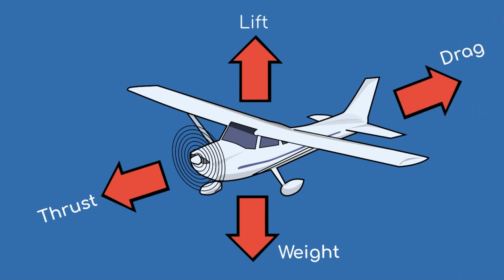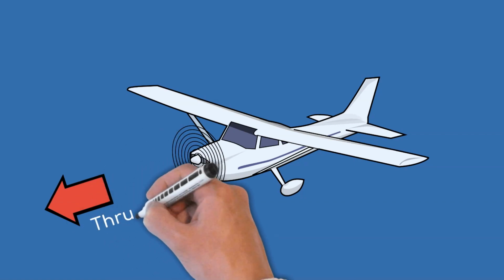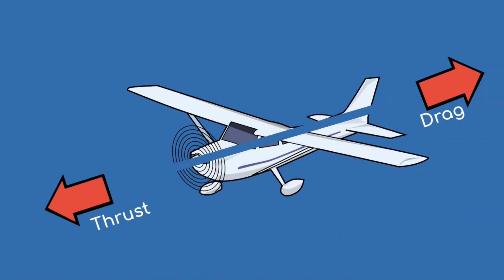Thrust is the forward force that is created by the engine driving the propeller. As you might expect, thrust overcomes drag. Drag is a rearward force that is caused by the disruption of airflow around the wing, fuselage, and any other objects in the airstream. Generally speaking, thrust acts parallel to the longitudinal axis of the airplane. Drag opposes thrust and acts parallel to the relative wind.